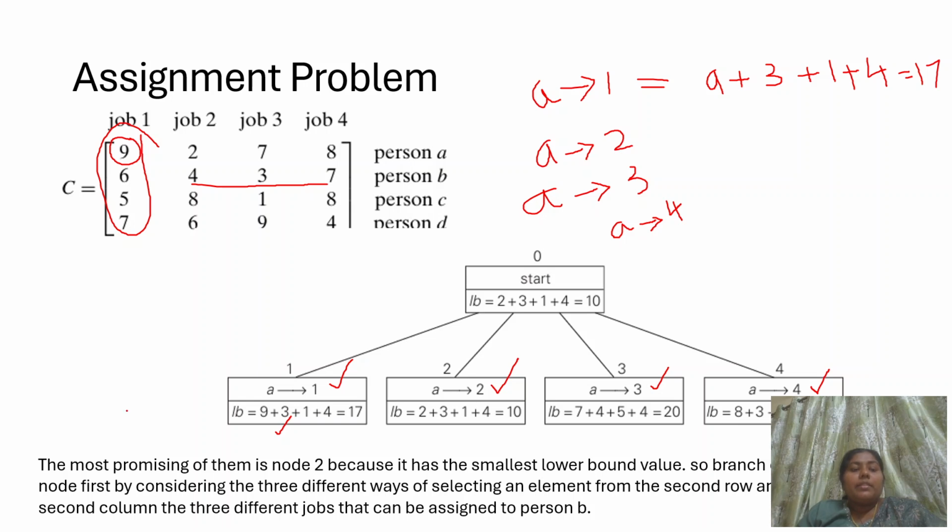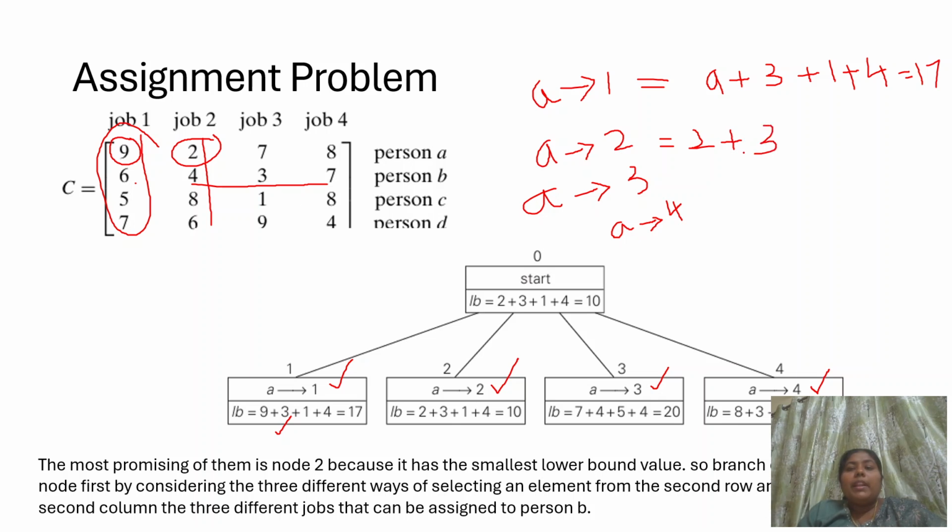And in the next case, A equal to 2. Now we are just going to assign the second job to the A person. So what is the cost here? 2 is the cost. The second job is assigned to the next person. Now I am not able to select any content from the second column. So for the second person, I want to select 6, 3, 7. Among this one, which one is minimum? 3 is the minimum one.